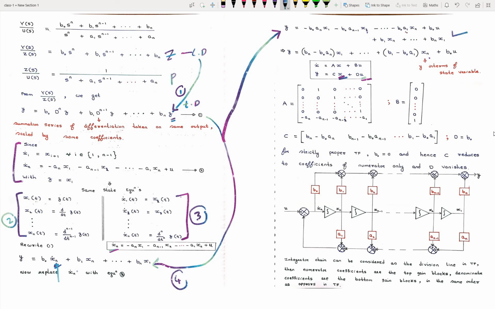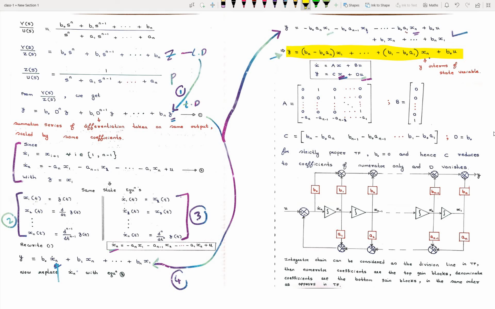Now I club the terms. I gathered the coefficients of x1, the coefficients of x2, and so on up to the coefficient of xn, and I have come to this equation. Now see this equation. This equation is completely in terms of states and input. So this is what we have to do.